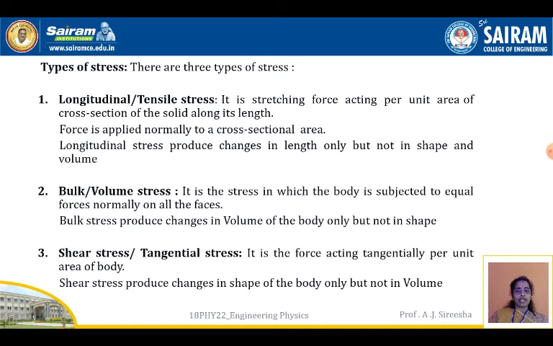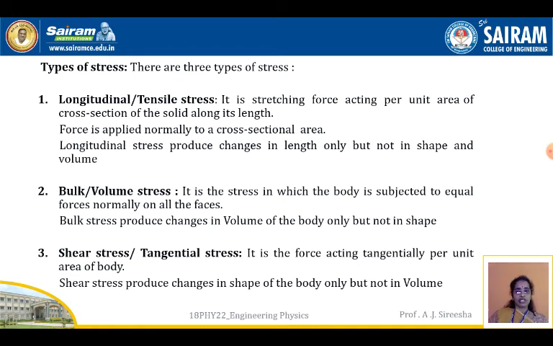Bulk modulus: you can assume that a balloon is filled with water and you press the balloon, so the volume is being compressed. There is a change in the volume but not the shape. It is like a balloon filled with water. When it is pressed, it will be compressed. That type of stress is called a bulk stress, and the force which you are applying with your hand on the balloon will be normal to the surface on all the faces. That is a volume stress.